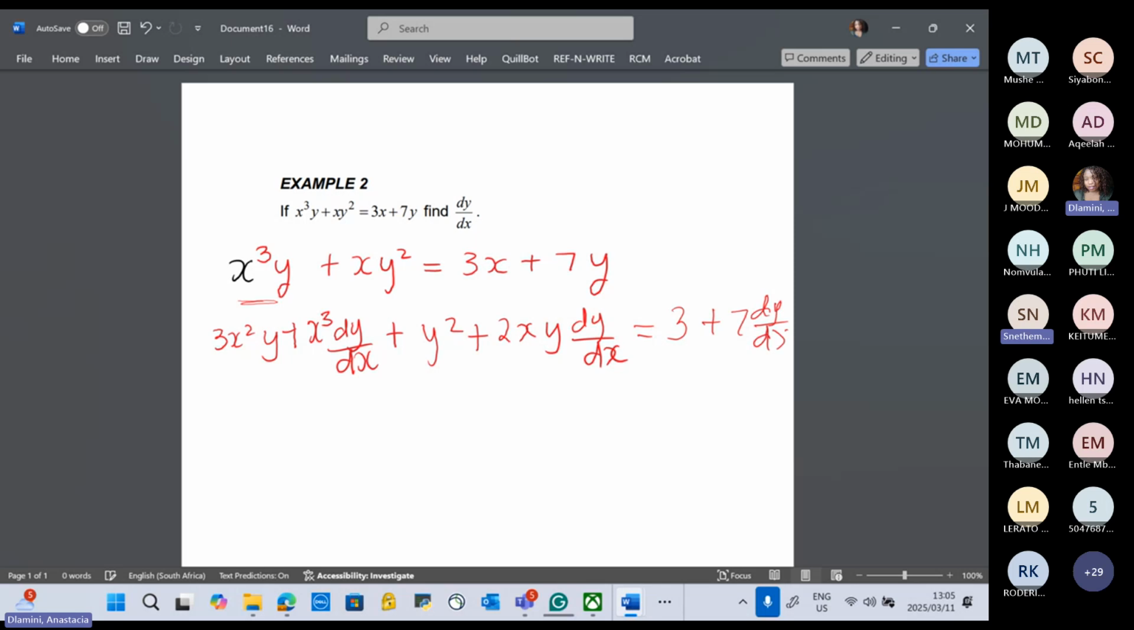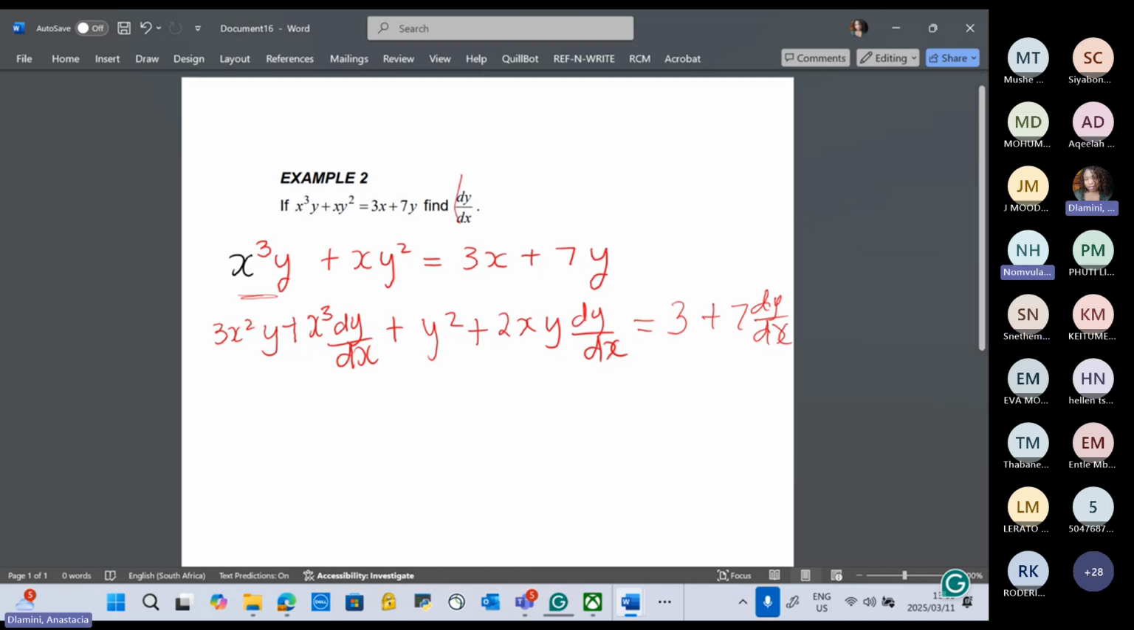You guys, are you mastering this? I want hundreds. Are we all together in this boat? Yes, ma'am. Then what do we do? Do we leave it like this? No.